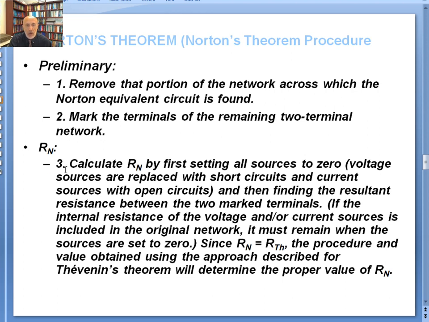And step number 3, R Thevenin is exactly the same as Norton's resistance. So R of N is the same as R Thevenin. The process, how you calculate and measure it, is exactly identical. So you de-energize it, replace all the voltage sources with a short circuit, and replace the current source with an open circuit. And then you measure the resistance at those two terminals.